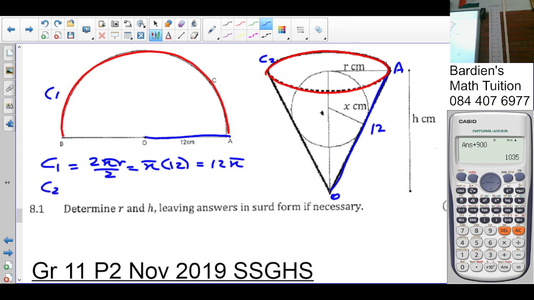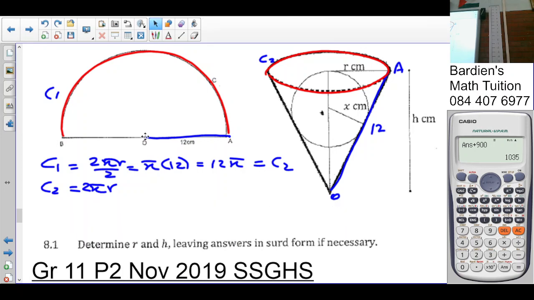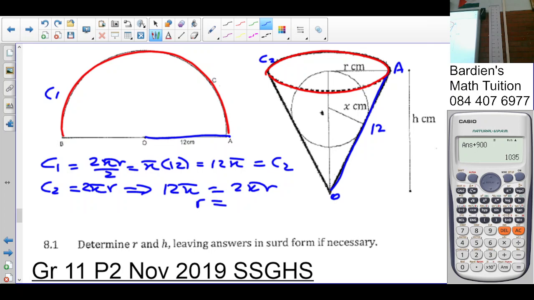So we say C2 is equal to 2 pi R, but we know that C2 is equal to C1, which implies that 12 pi is equal to 2 pi r. So your radius, if I divide both sides by 2 pi, is actually 6. So the radius r is 6.